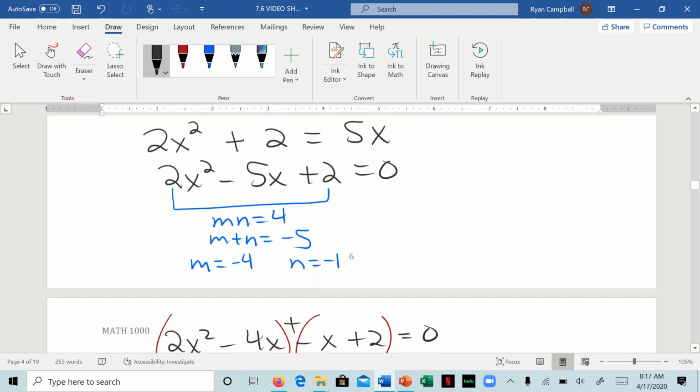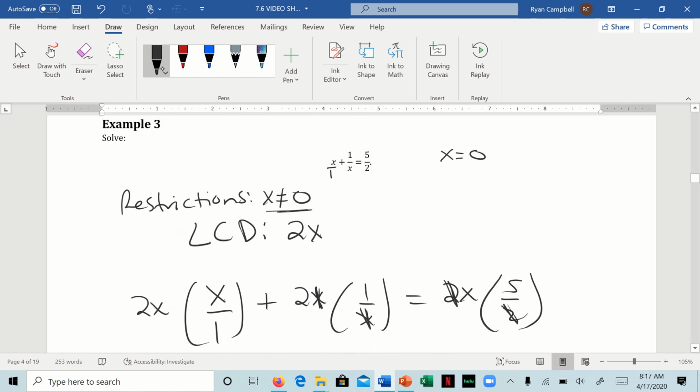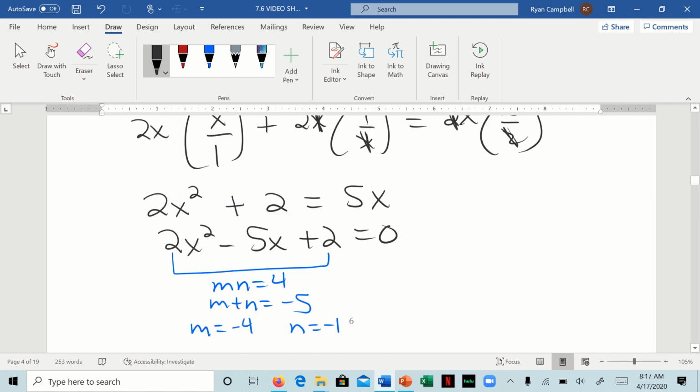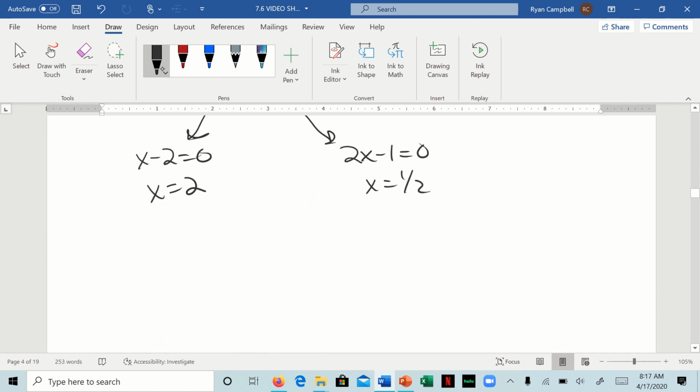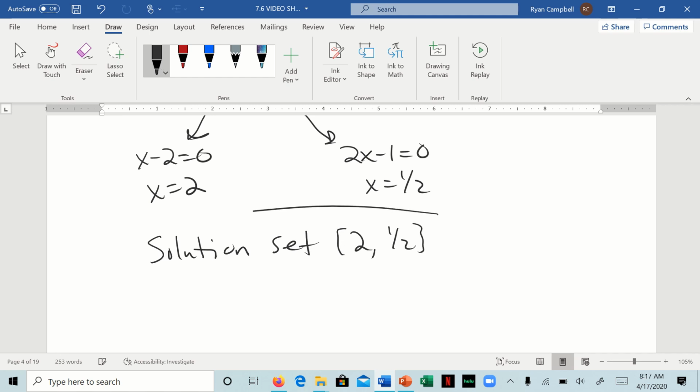So let's go back to our restrictions. Is either one of them 0? Nope. So both of those are going to be our solution. So the solution set is 2, 1/2.